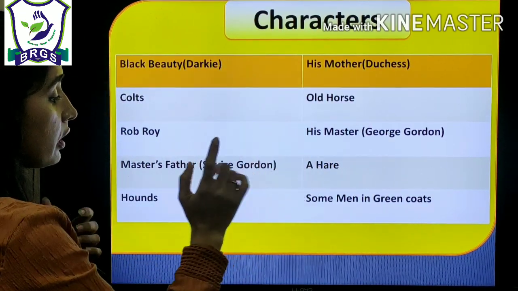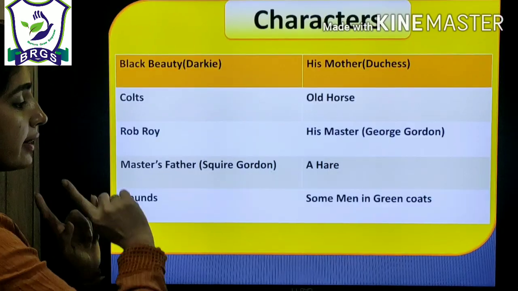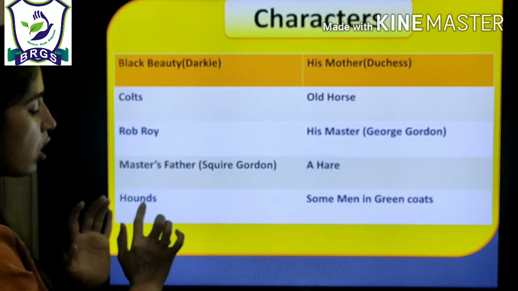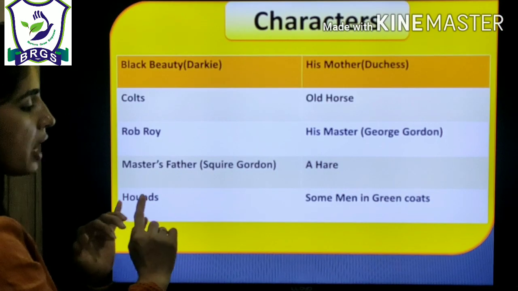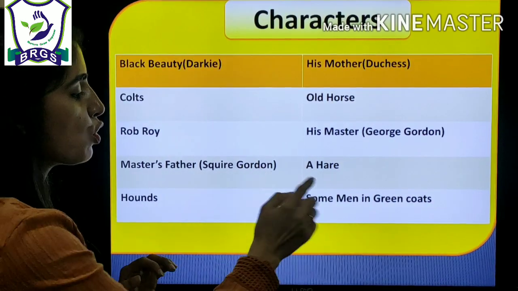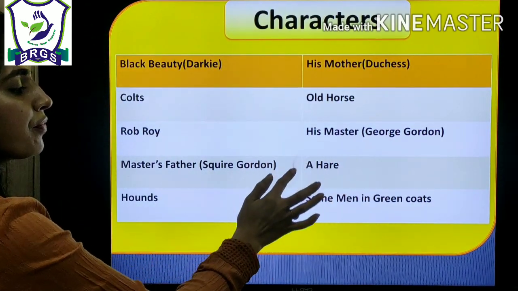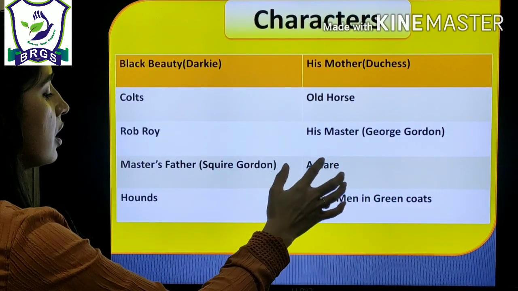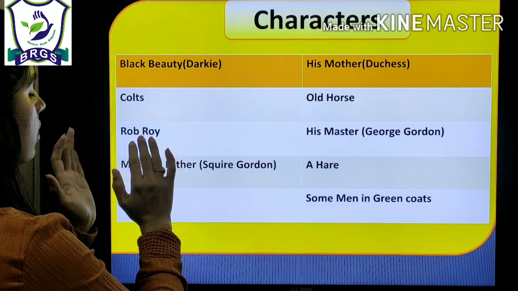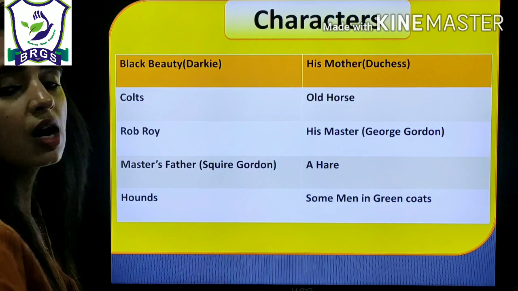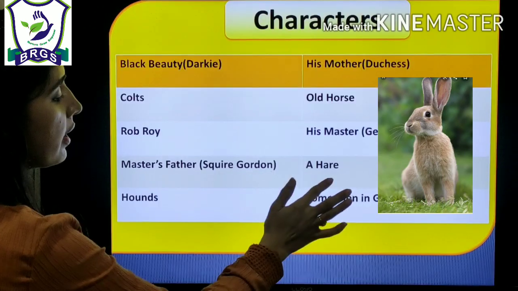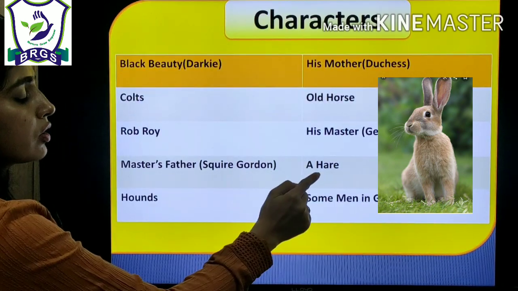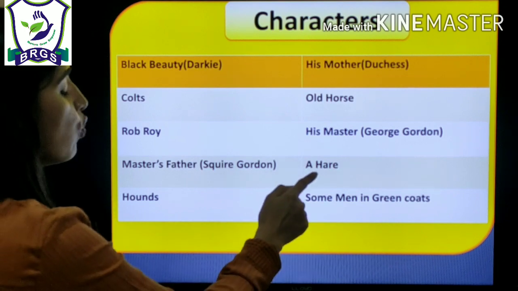They were chasing the hounds, the hunting dogs, and the hounds were chasing a hare. So the main target was the hare. They wanted to catch the hare, a kind of rabbit. So basically there was a hare, the hunt, and they wanted to hunt this rabbit. Who wanted to hunt?